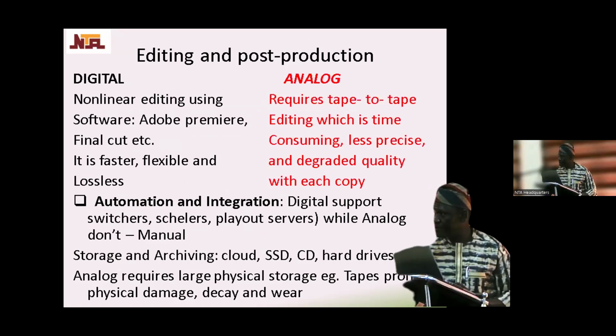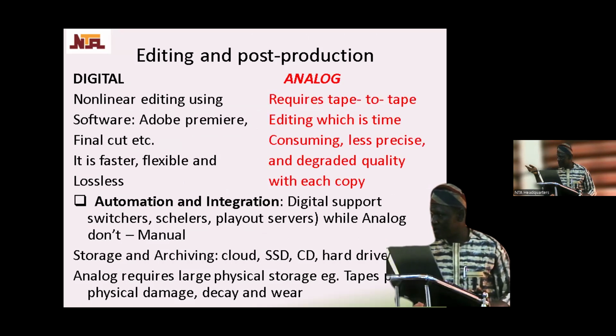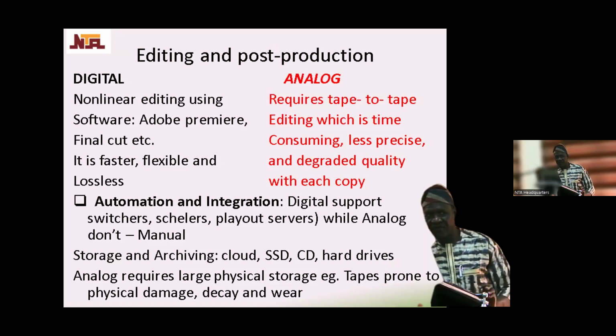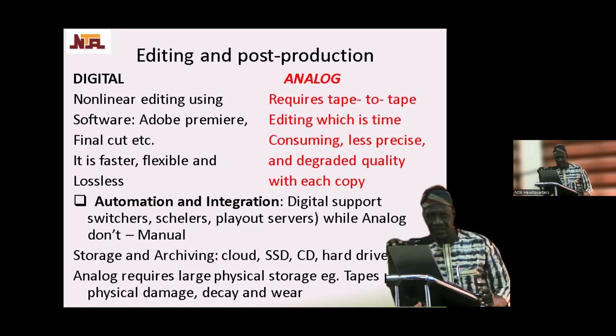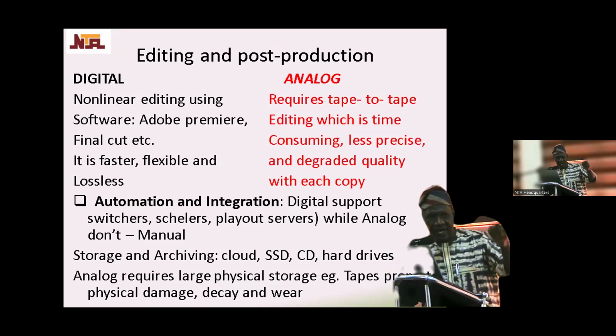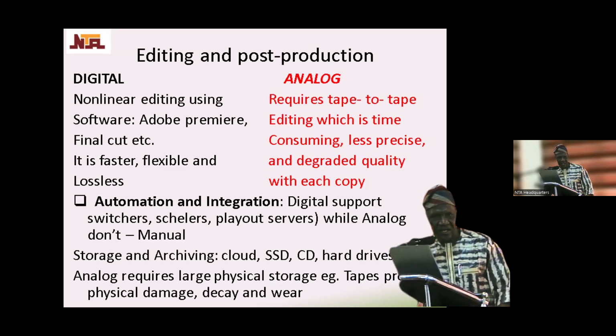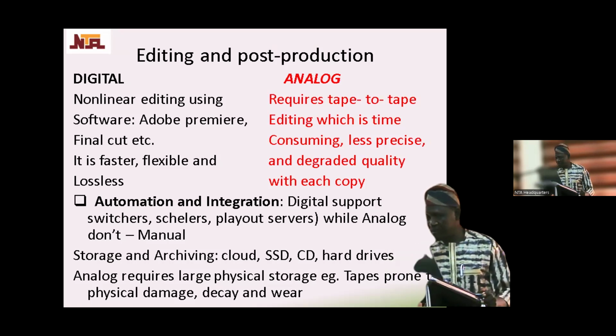You say editing and post-production. We are comparing non-linear editing using software like Adobe Premiere and Final Cut, which is faster, flexible, and lossless, with analog editing, which is time consuming, less precise, and tied to the quality of each machine. If you have an analog cassette, like a VHS cassette, the first time you play it back the quality is high. As we continue to play back, the quality reduces, from first generation to second generation to third generation.